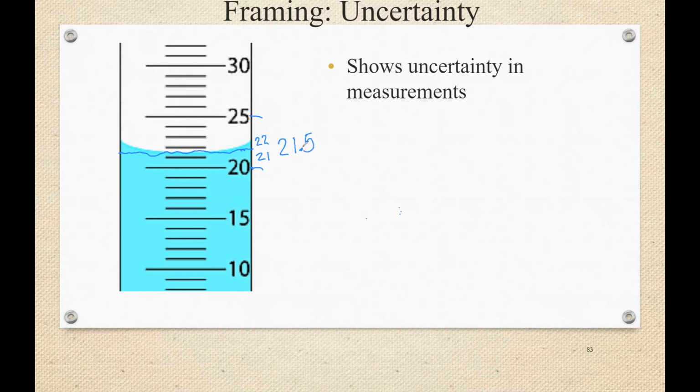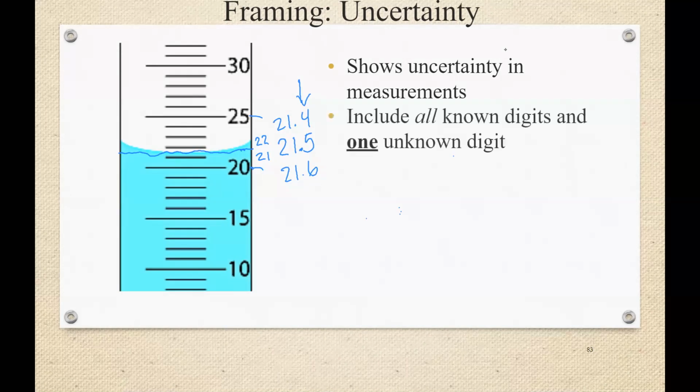Could it be 21.4? Sure. Could it be 21.6? Absolutely. We don't have lines to indicate to this level of accuracy, which is why we need this extra decimal point past what we can read. Okay, so that's what uncertainty is.